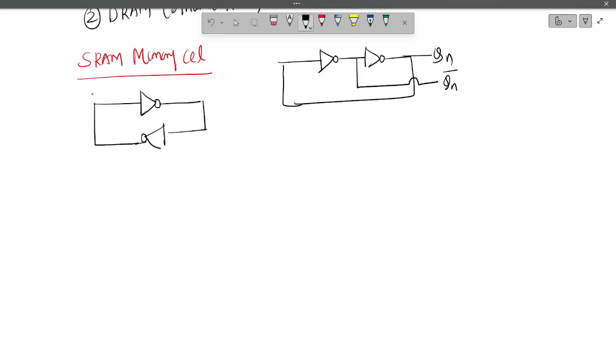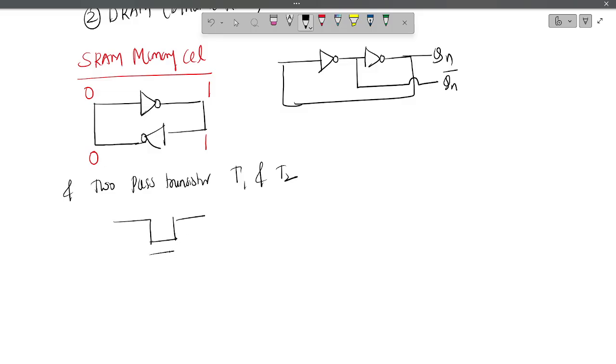Okay, so suppose you want to store 0: here you give 1, here 1, and here you are getting 0. 0 will be stored like this. Is it fine? Okay, so again you are using two fast transistors. Fast transistors are nothing but T1 and T2. Those are nothing but NMOS transistors. What are those? NMOS transistor.